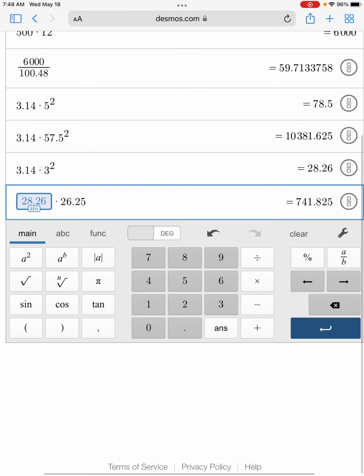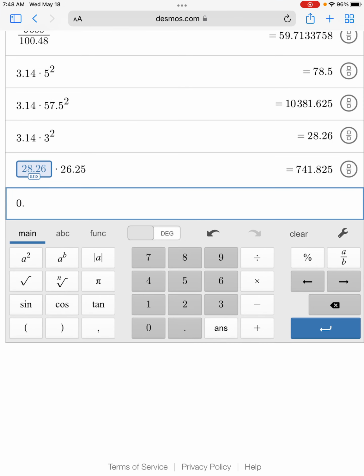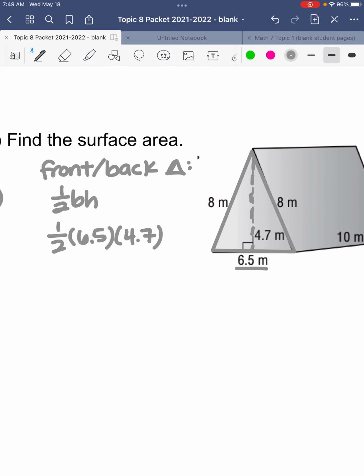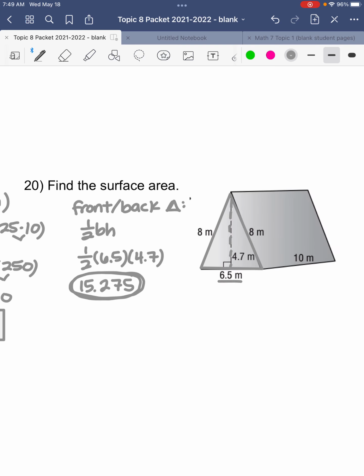I'm going to put that into my calculator and find out what I get. So 1/2 I can put in as 0.5 times 6.5 times 4.7. And I get 15.275. Now keep in mind, I have two sides, the front and the back, that have that same area. Okay? So now let's focus on some other sides.